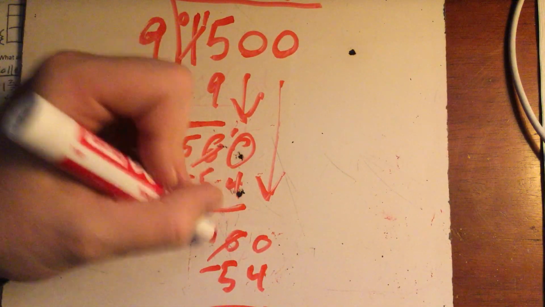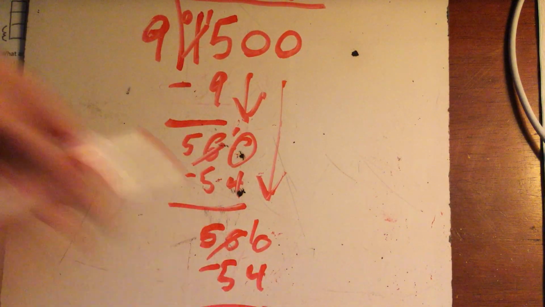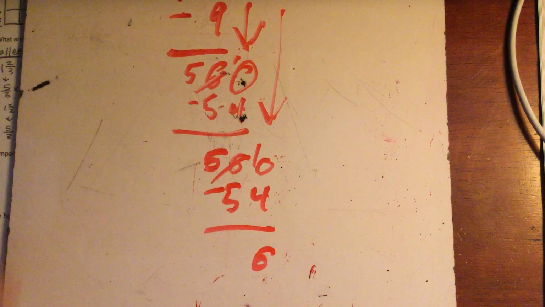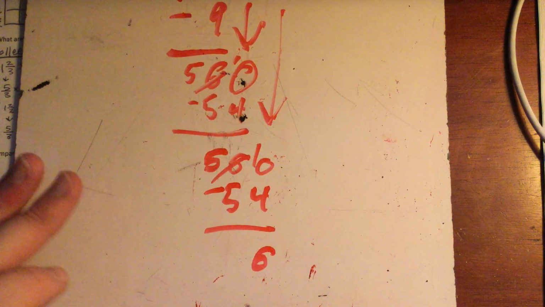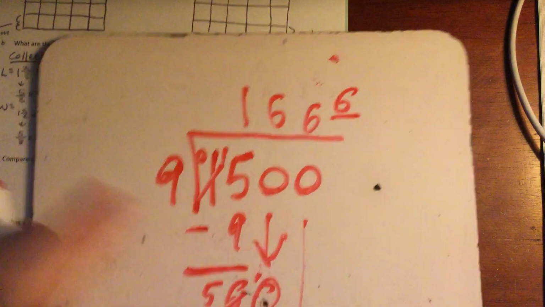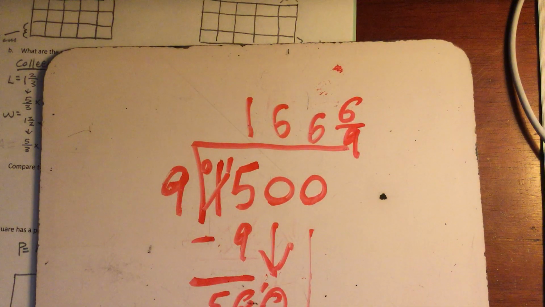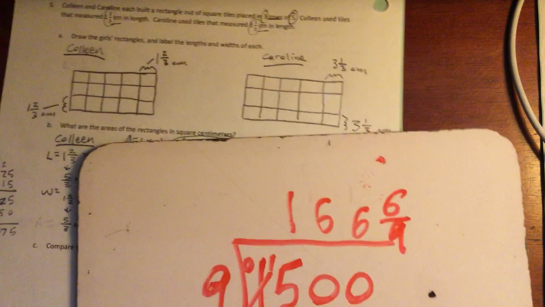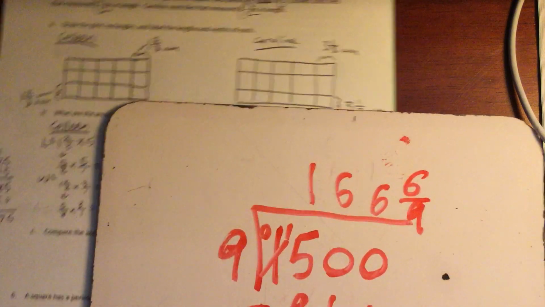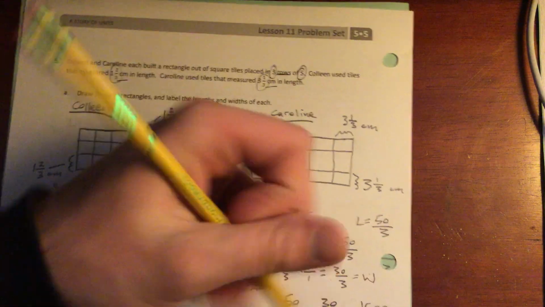Same thing, we can't take 4 away from 0, so we're regrouping. 10 minus 4 gives me 6. All right, 5 minus 5 gives me 0. That 6 now is going to be my remainder. What we're going to do is the same thing again. We're going to rewrite that remainder as a fraction. I know that my remainder will be my numerator, and then the number I'm dividing by is going to be my denominator. So it's going to be 166 6/9. Okay, 166 6/9 is going to be our area for Caroline.